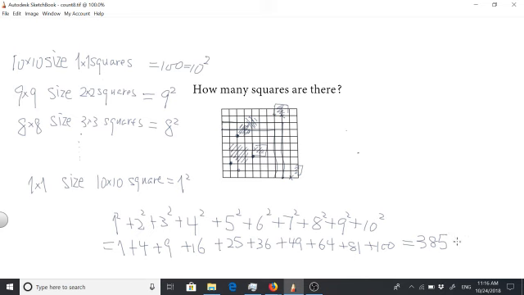Okay, so this is the discussion for how many squares are in this picture. Next, we'll look at some other examples of counting in geometry and some more examples.